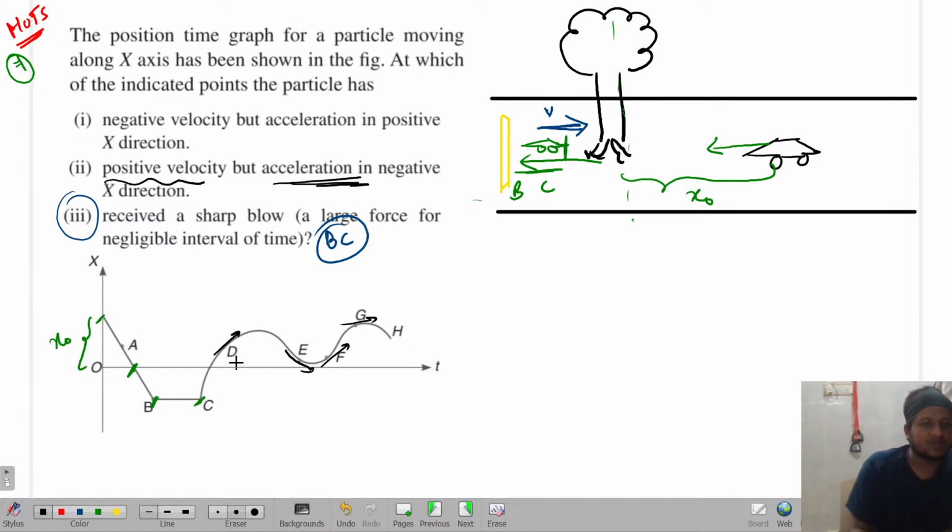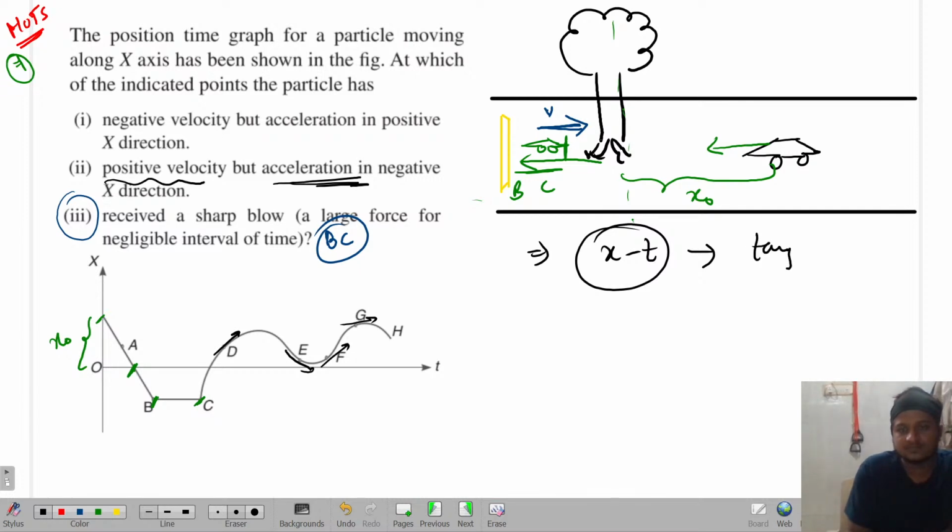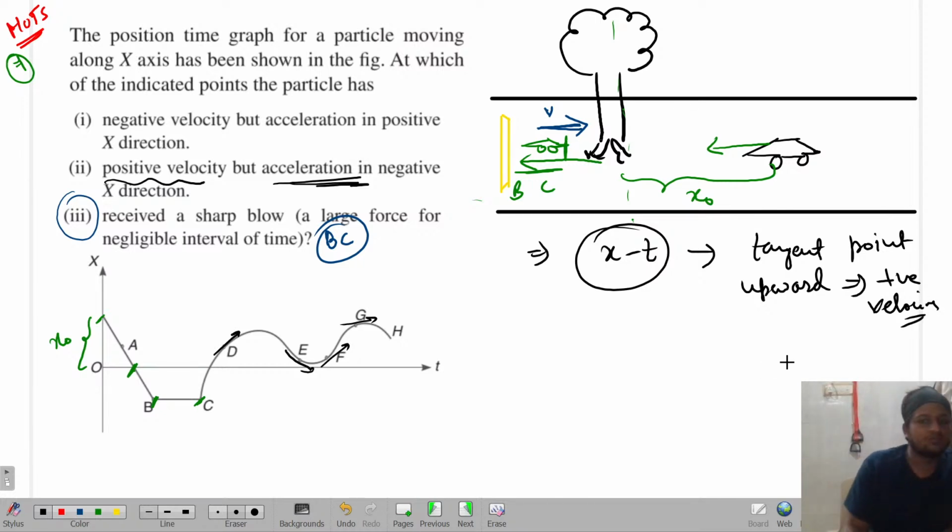Okay. So try to see where your positive velocity is: when the slope points upward. If it is an x-t graph, and your tangent points upward, what kind of velocity do you have? You have a positive velocity, yes or no? So look over here between x and t, where the slopes are pointing upward. At point D it is pointing upward, and at point G it is pointing upward. Yes or no?